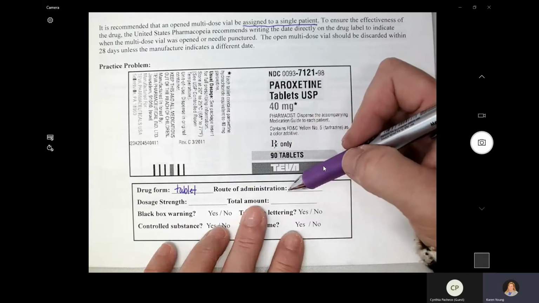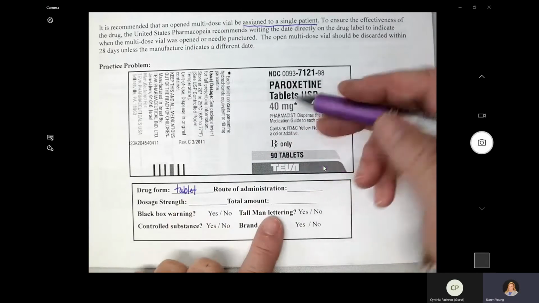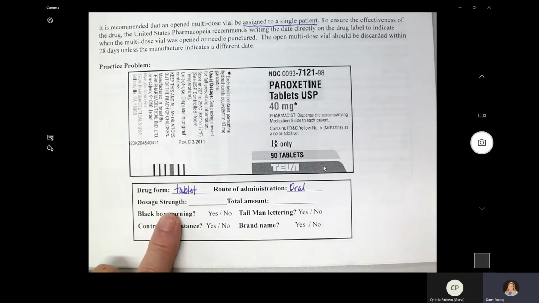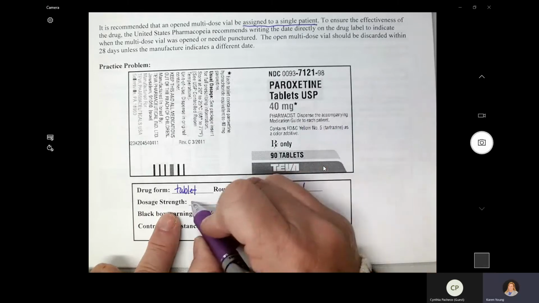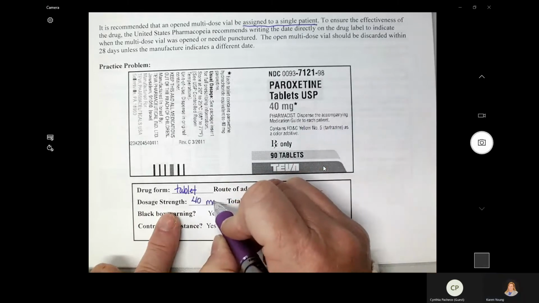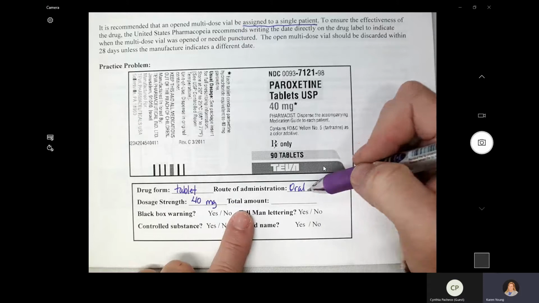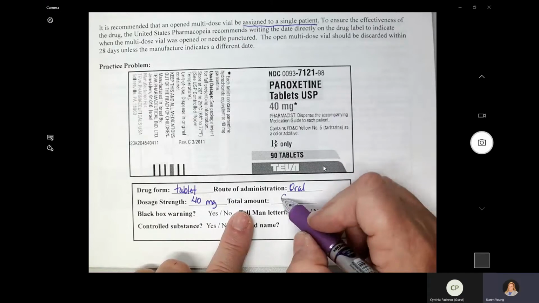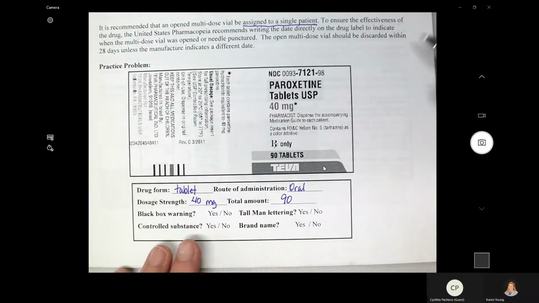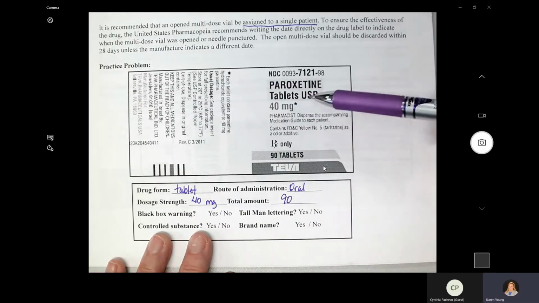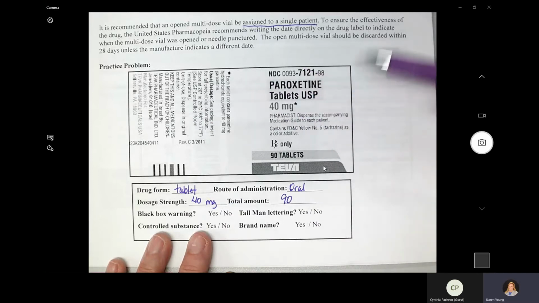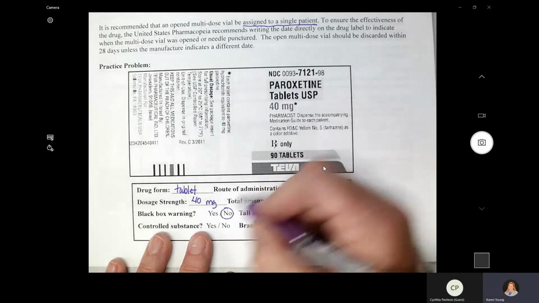My route of administration, since it's a tablet, is going to be oral. And then my dosage strength: how much medication is in each tablet? It's 40 milligrams. And then the total amount, that means the total amount of tablets in the vial is going to be 90 tablets. And then we look, is there a black box warning? Is there a grayed area that's got a warning in it, or is there just a warning on it? This one doesn't have any warnings.